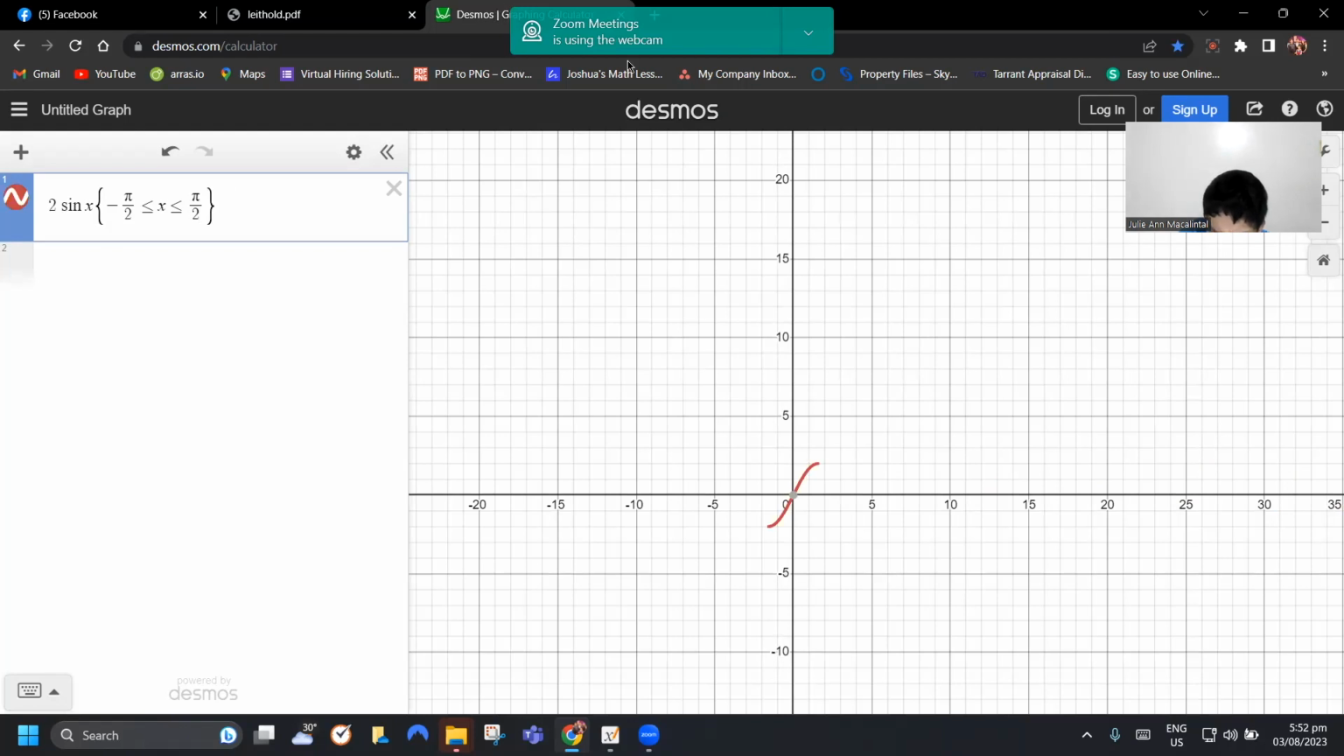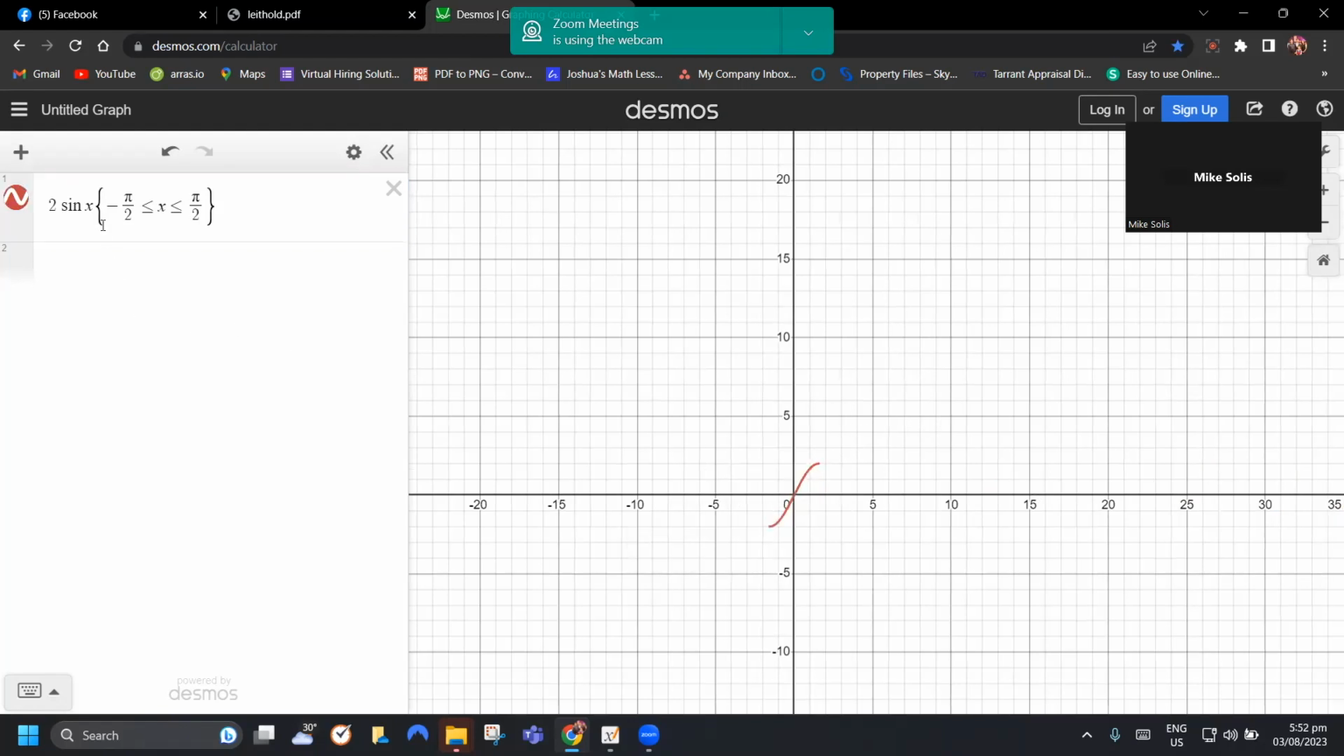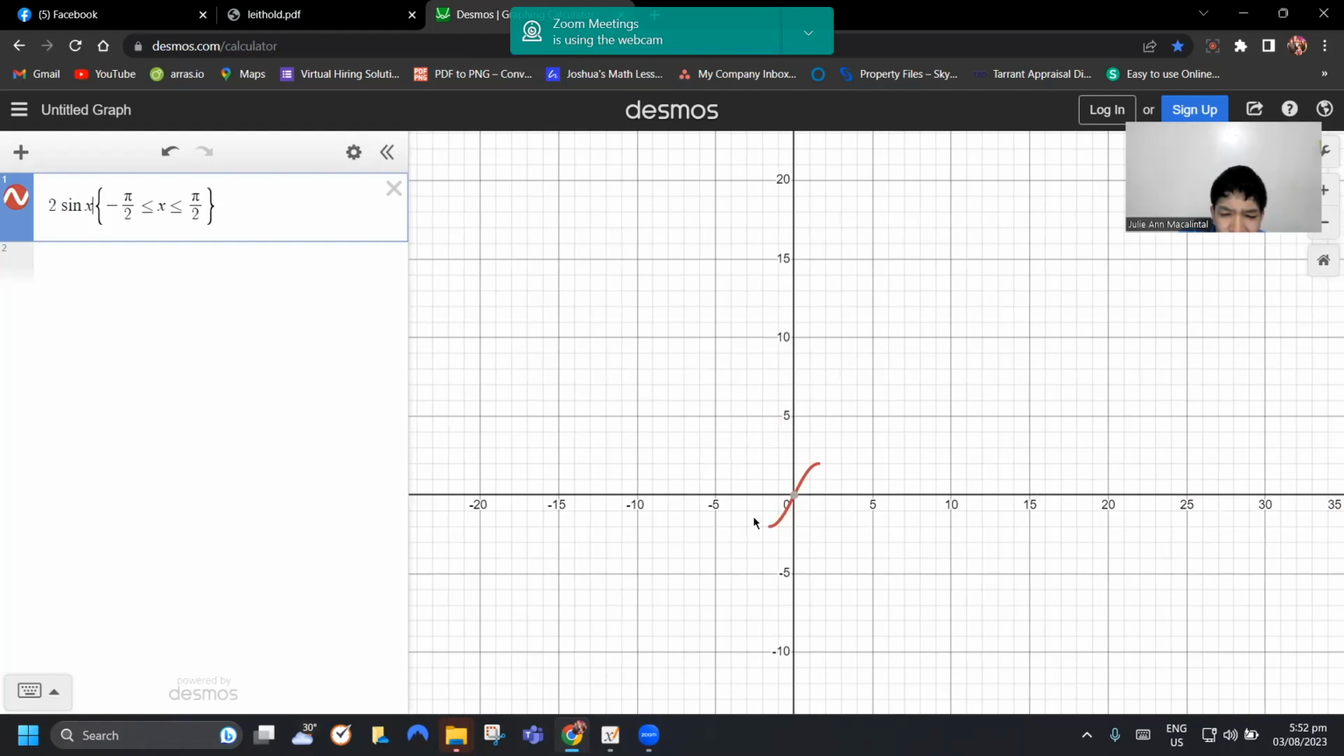It looks like 1-to-1 naman po siya. Yes. Okay. So, kung cosine of x within the same interval, 2 cosine x. Hindi, paki-graph para makita lang. 2 cosine x. Ayun. So, definitely hindi siya 1-to-1, di ba?